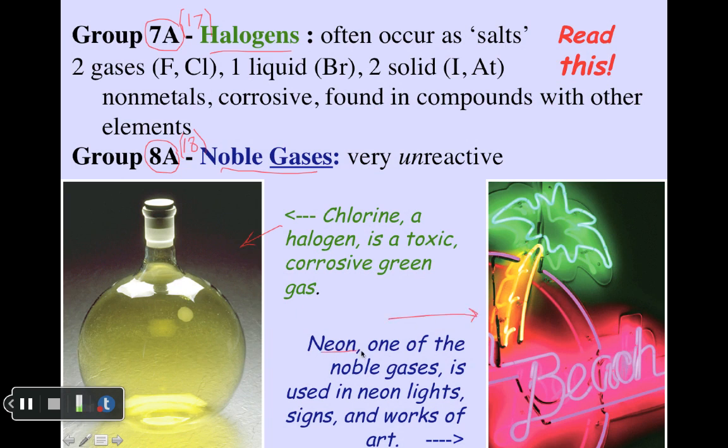But as soon as you're learning element symbols, you'll be more familiar to know that things like fluorine, chlorine, bromine, and iodine are in that group 7A. And the noble gases include things like helium and neon, shown here, argon, krypton, and xenon.